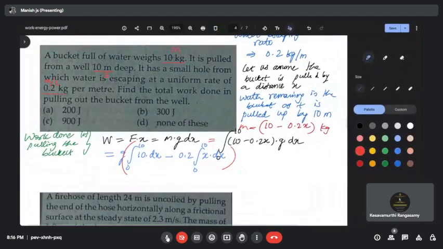Yeah, so now you need to simplify the integration part. Now g is 10. How much is the integration of 10 into dx? When you integrate dx, you get x. So x from 0 to 10, minus, again, 10 times 0.2, considering the g as well, it is 2. So it is 2 times the integration of x, which is x square upon 2, from 0 to 10.